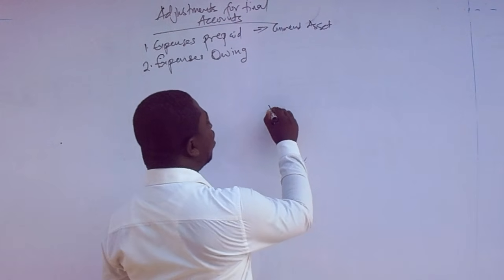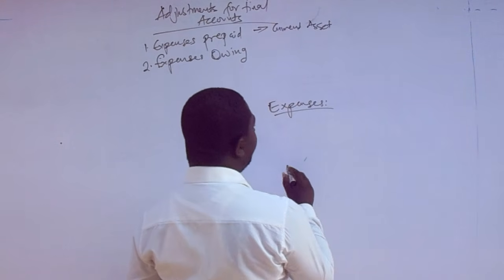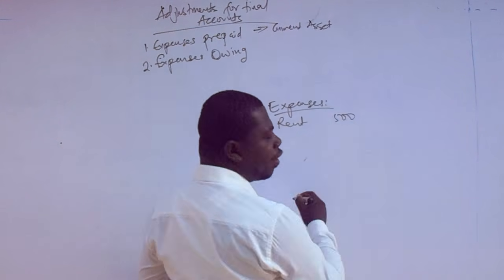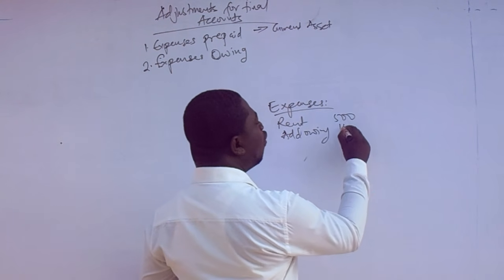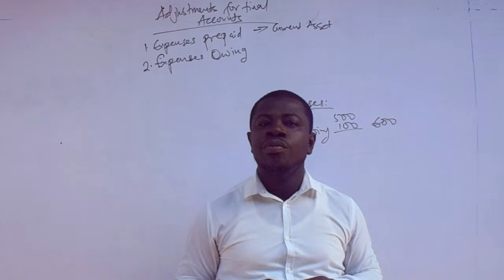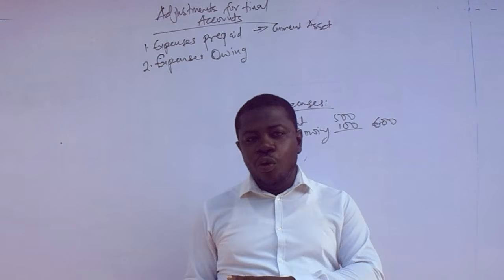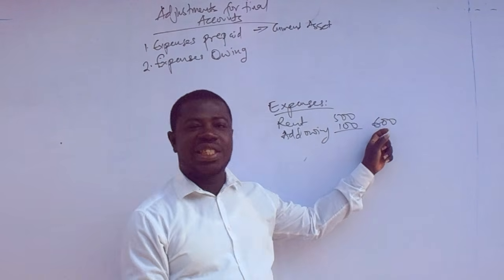So we are going to say that when we get to expenses, if it is rent, we will first write the 500. Then we add the rent owing of 100. Then we are going to get a total rent of 600. And so whether it was a prepayment or an owing, the value that should go into the financial statement was still 600.